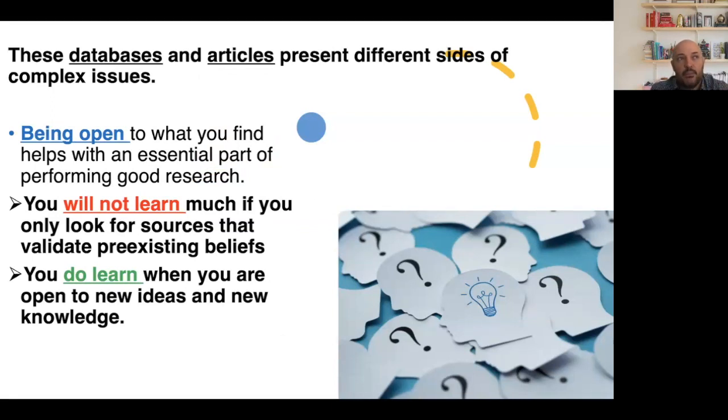You already believe some of the research topic or research idea you have already done. So just be open to many other research that you find. You will not learn much if you only look at the sources that validate pre-existing beliefs, those materials that are already believed to exist, that many people have published papers on, trying to convince people that it pretty much existed and it's not something against that. But you do learn when you are open to new ideas and new knowledge.